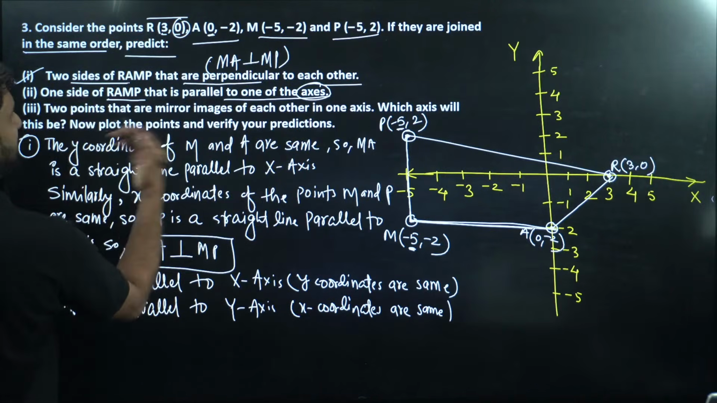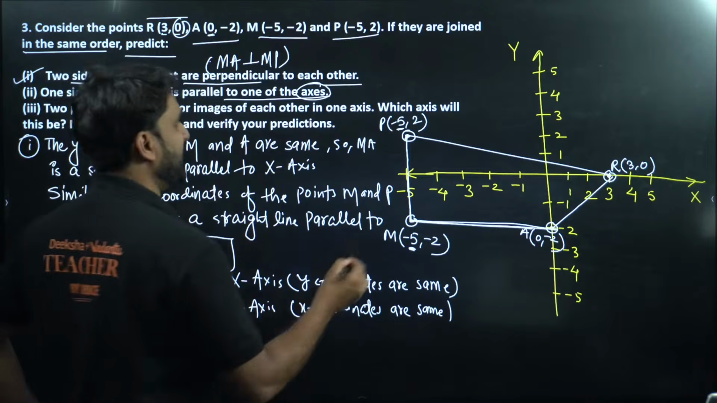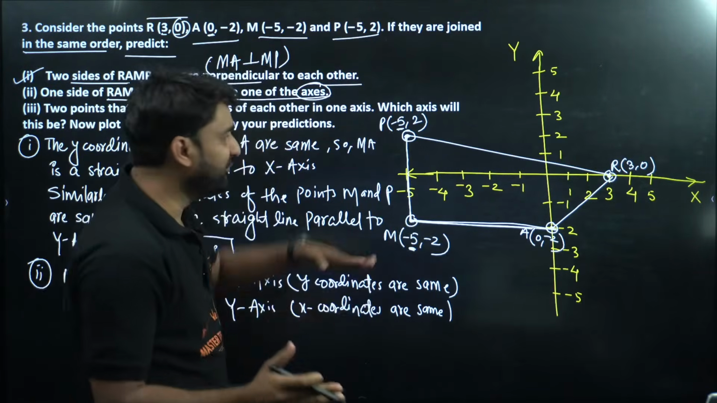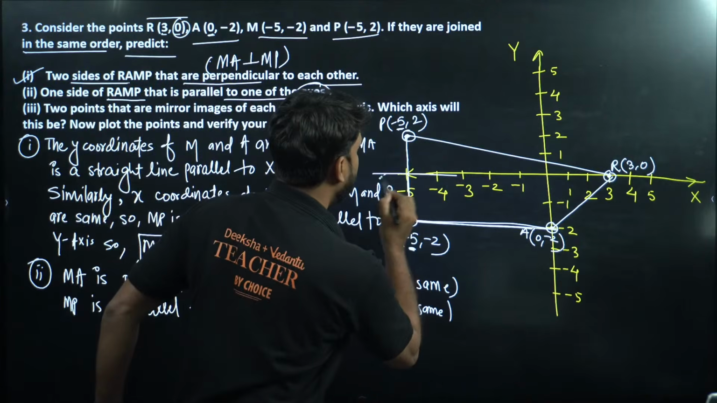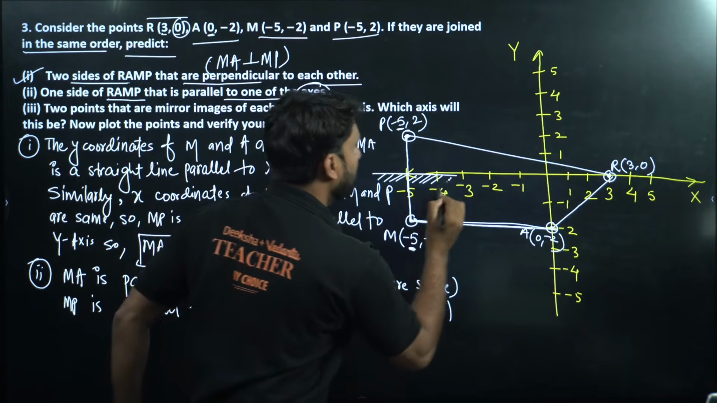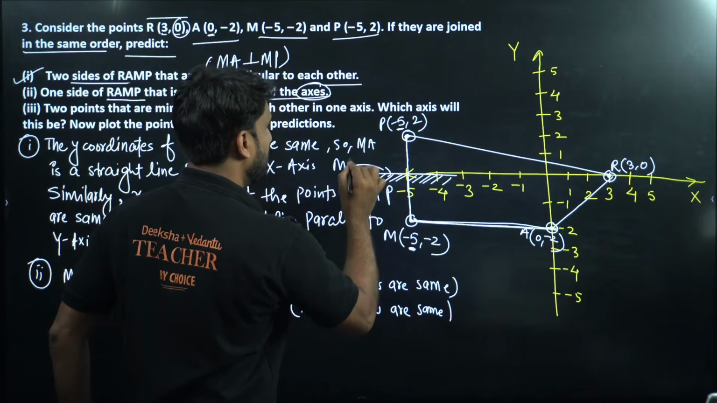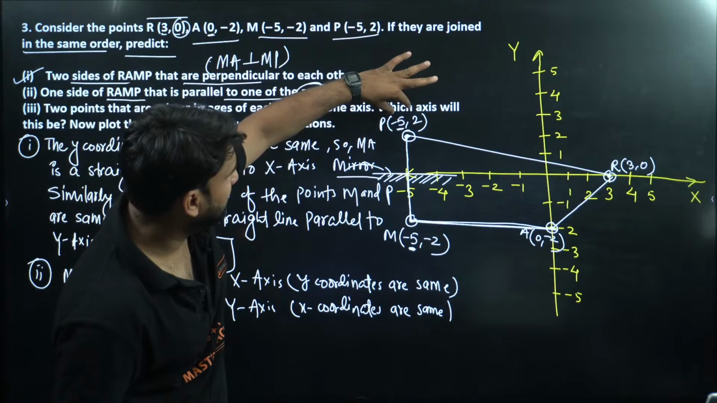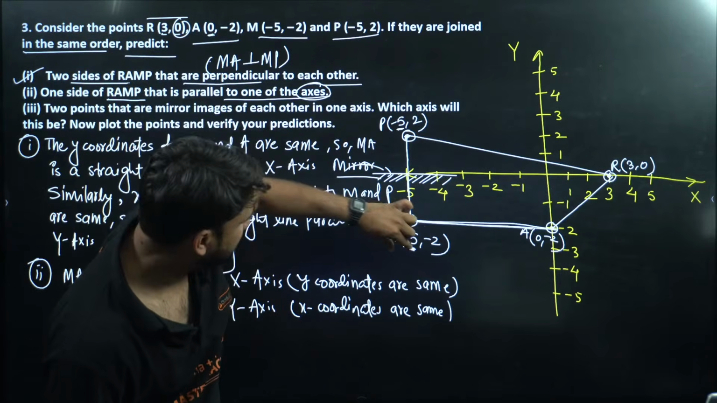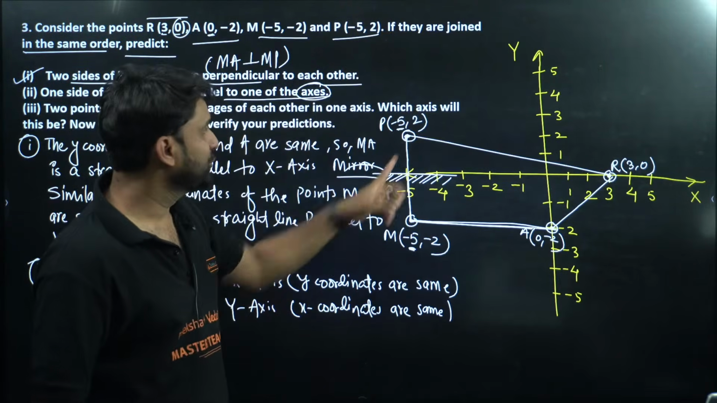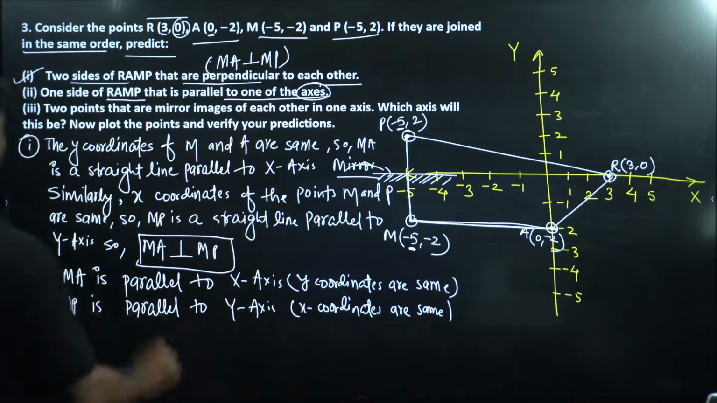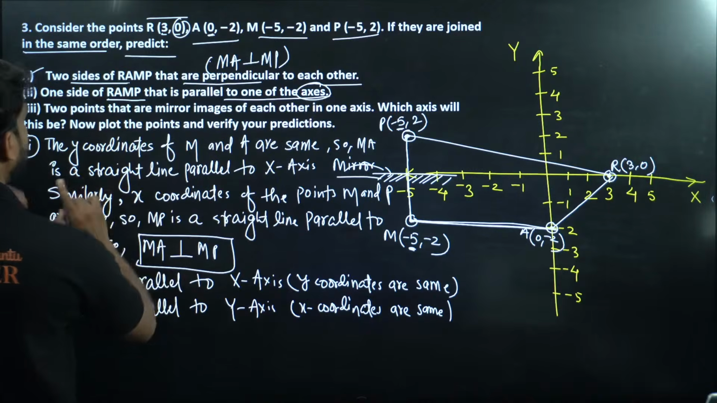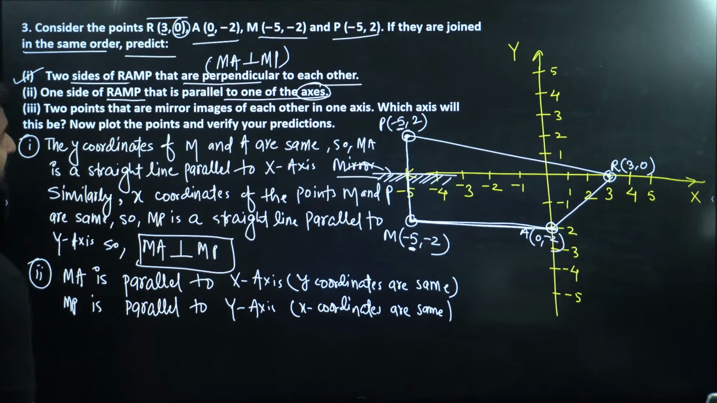Two points that are mirror images of each other in one axis. Yes, of course, this point is the mirror image of this. Just imagine if you take a mirror, let's say this is the mirror, and the mirror is kept along the x-axis. So this point will be exactly reflected there, or this point will be exactly reflected here. So these two points are mirror images. Now plot the points and verify your predictions.